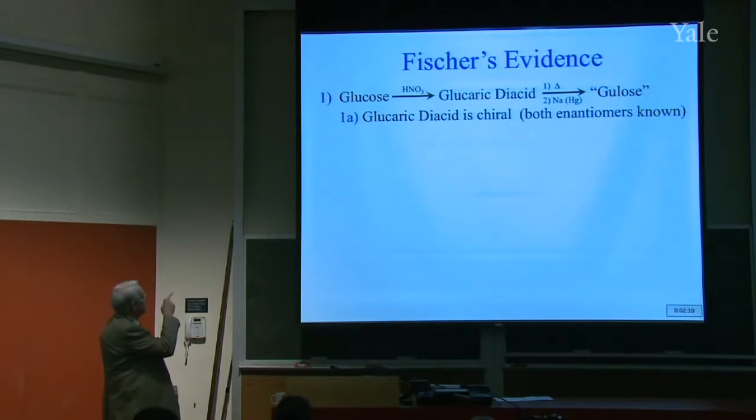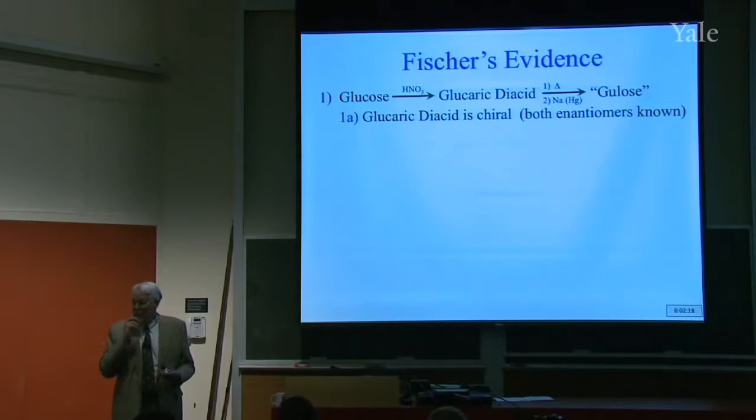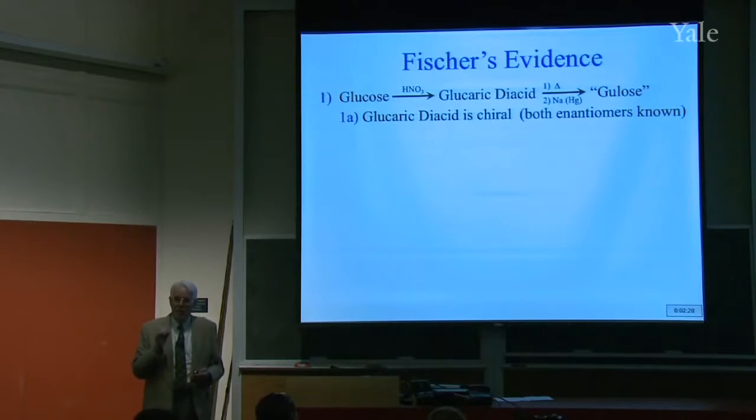And then subsidiary evidence to that is that the diacid he got on the way is chiral, and both enantiomers of it were known. That's the first line of evidence.